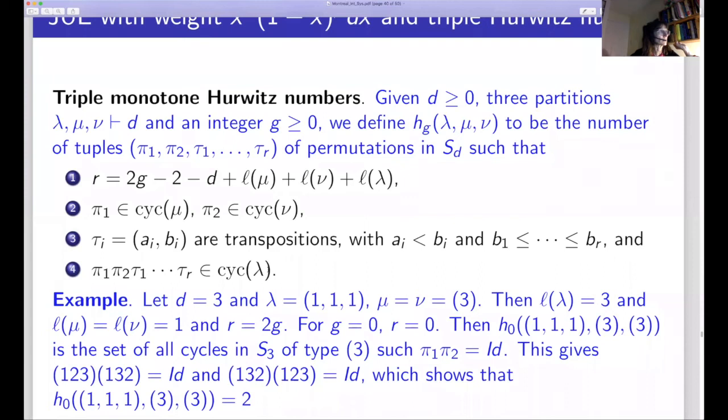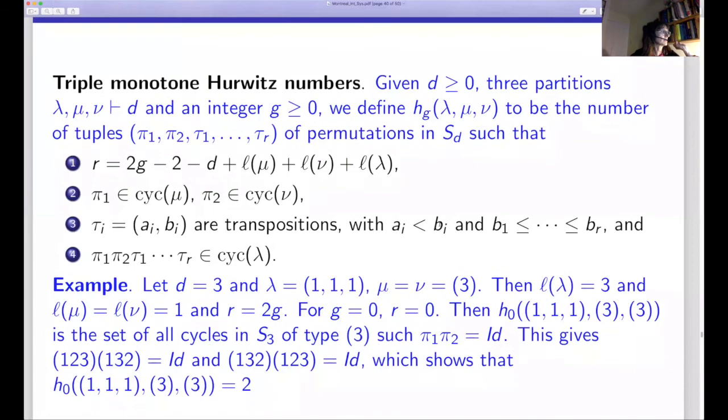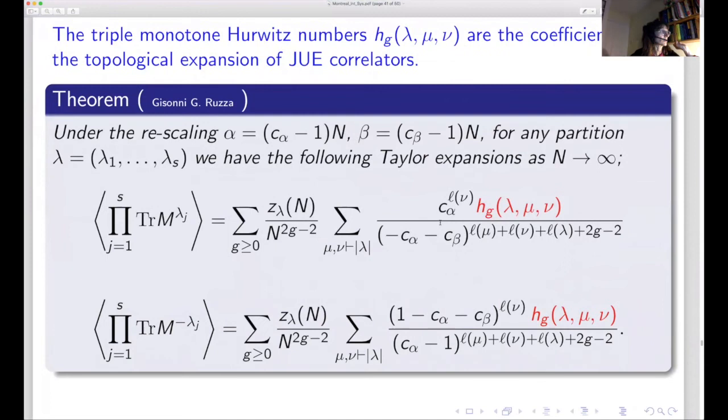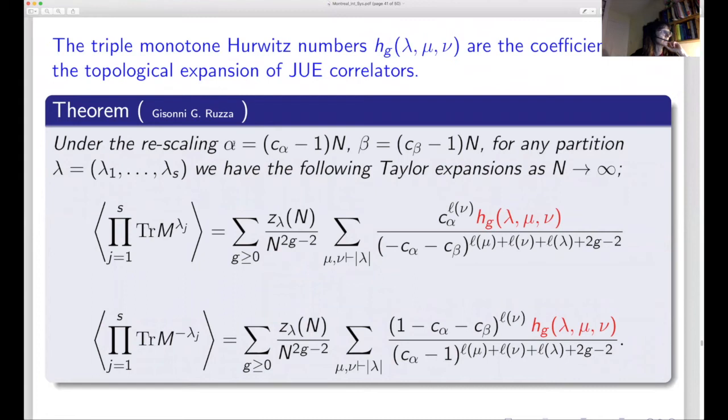Okay, so this is the definition of the type of monotone Hurwitz number. The example I can maybe skip. And so the result for the Jacobi ensemble is, again, we need to rescale, and this is important. We have to rescale the coefficients alpha and beta in the weight with n, okay?